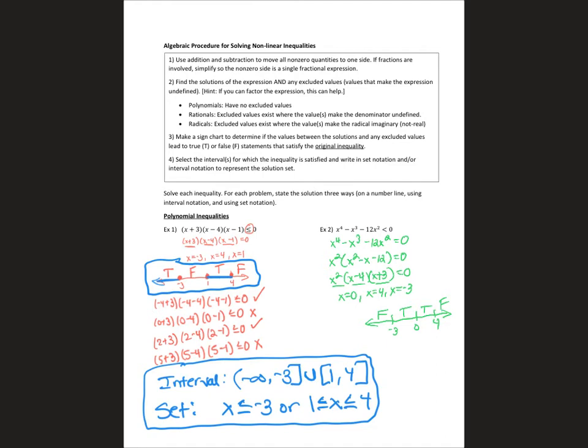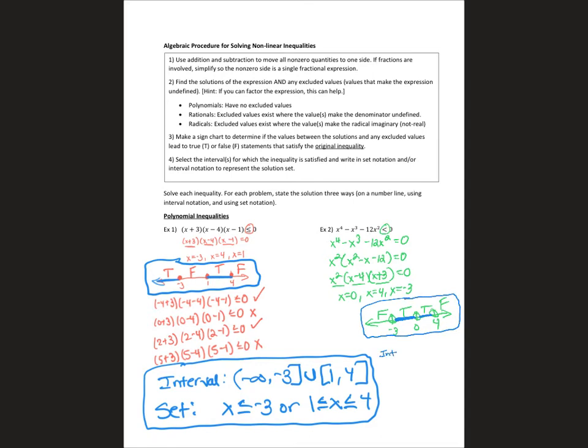Now, looking at our original inequality, it's less than. So these critical points are going to have open circles. And I need to shade in the values that were true. So the interval from -3 to 0, as well as from 0 to 4. So this would be my answer, represented by the number line.